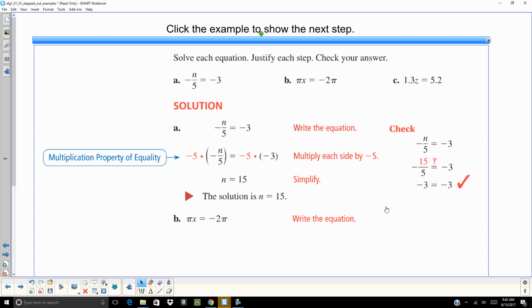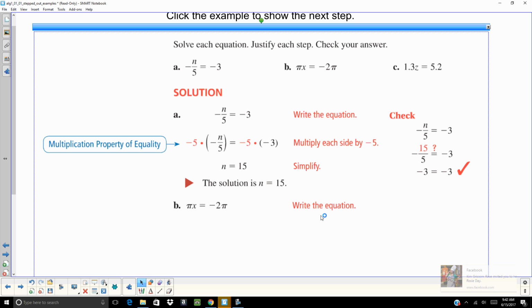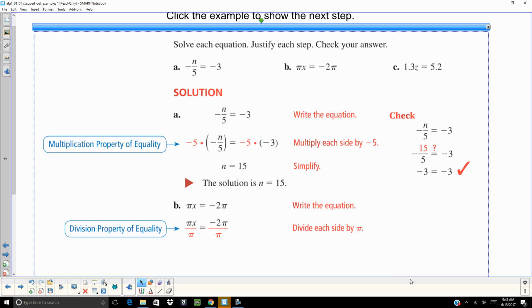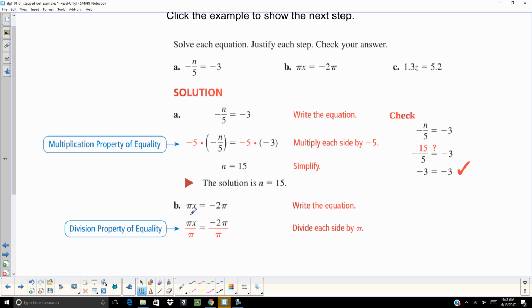Now this one looks a little complicated, and the only reason this one looks complicated is because it's got that pi symbol on there. It's not a big deal. You're just going to divide both sides by pi, because it's pi times x, and the opposite of multiplying is dividing, and those pis then just cancel each other out.